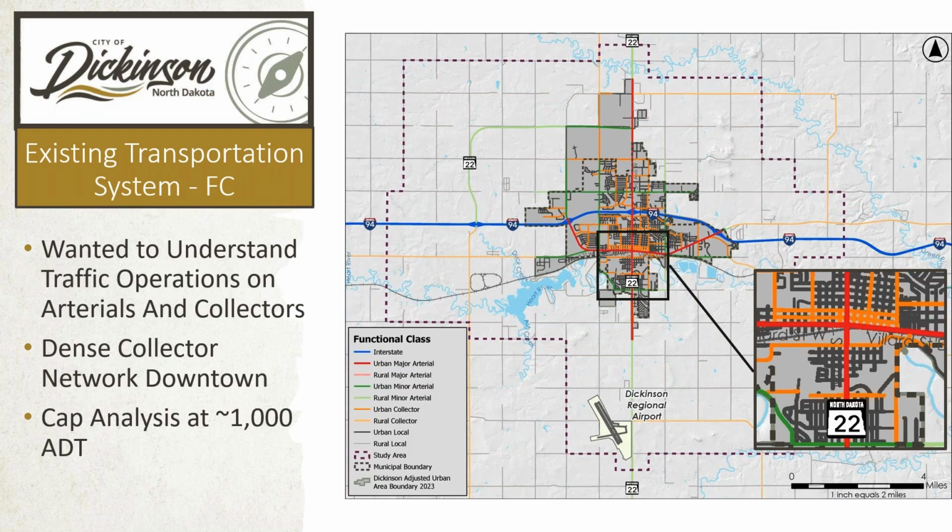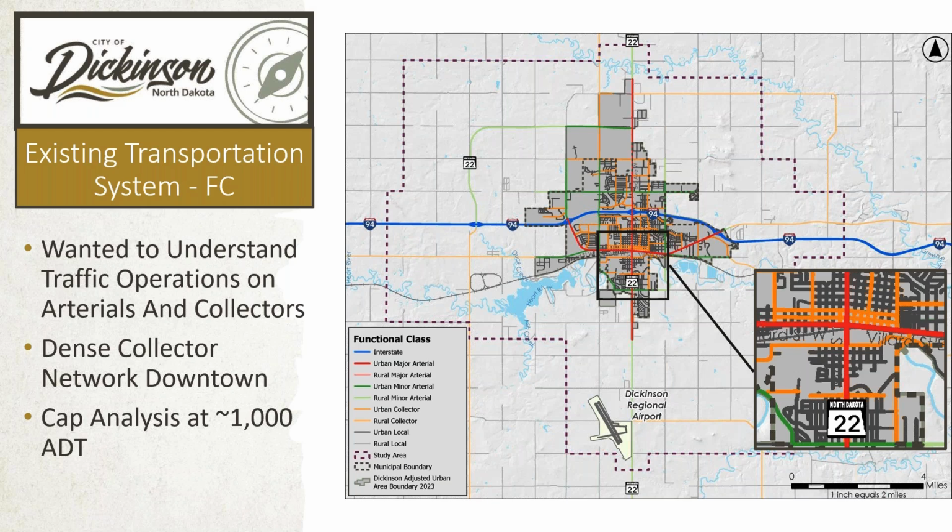Going on to functional classification, we looked at really capturing all of the arterials and collectors in our modeling. We wanted to have decisions on these roadways where capacity could become constrained in the future, and wanted to make sure our model matched that level of sensitivity from the plans that the city had put together in past LRTPs.